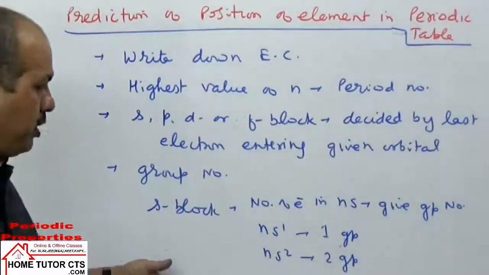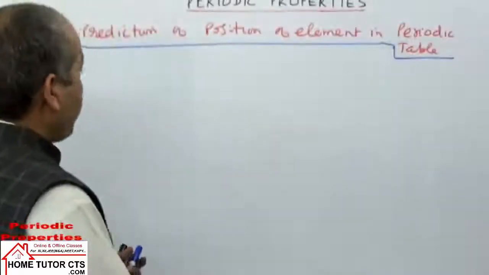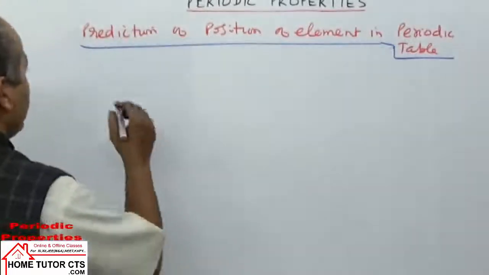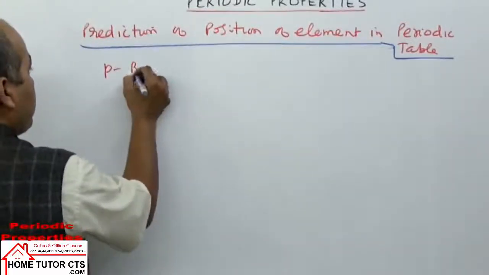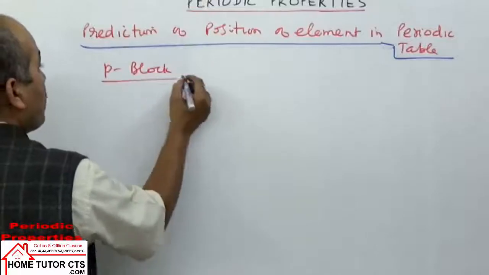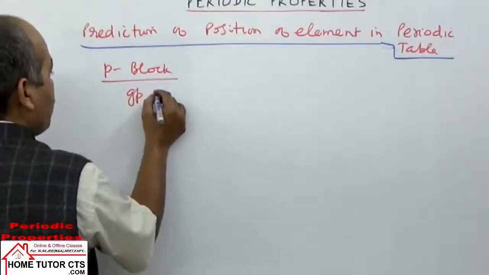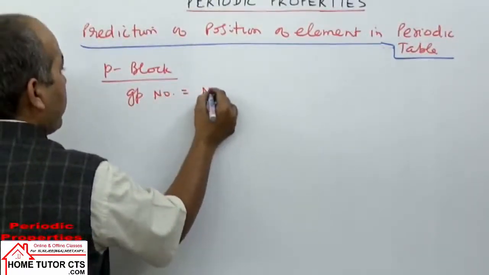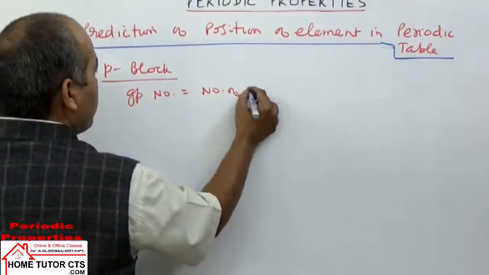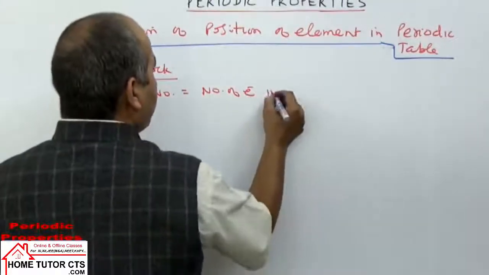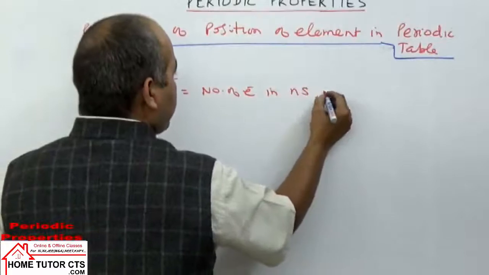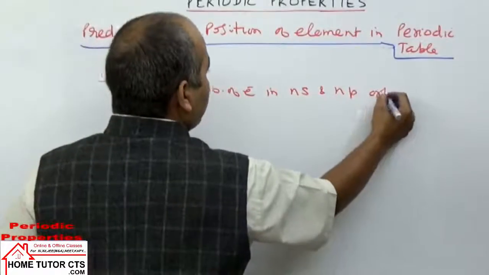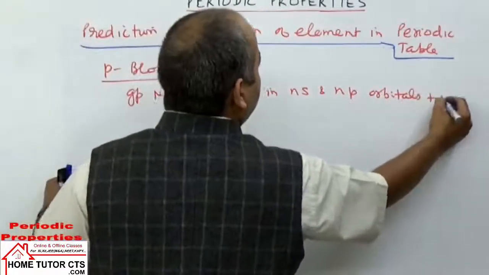Now take p or d on the next point. If it is a p block element, what is the group number? For them, the group number is the number of electrons in the ns and np orbitals plus 10.